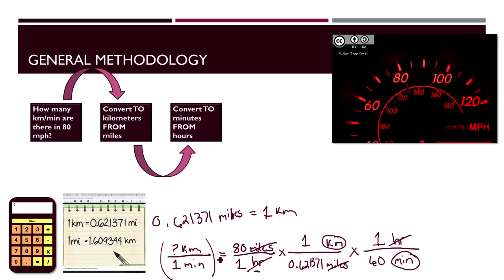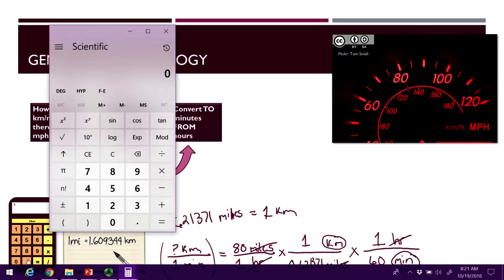So the math says that I want to start with my 80 miles per 1 hour, divide that by 0.621371, right? I'll take 80, multiply it by 1, which will still be 80, and then I'll divide by this 0.62, which is going to give me a number somewhere around 130. And then I'm going to take that number and I'll multiply it by 1, which will still give me around 130, and then I'll divide it by 60, okay? So that's my plan, all right? So let's give that a try.